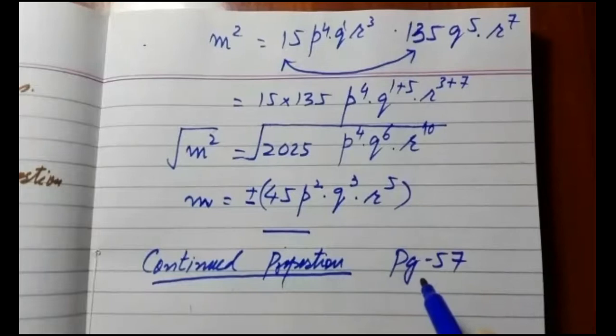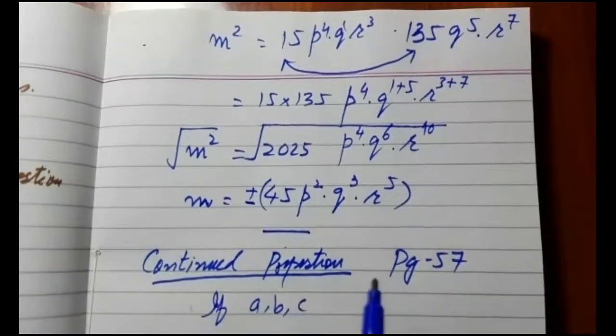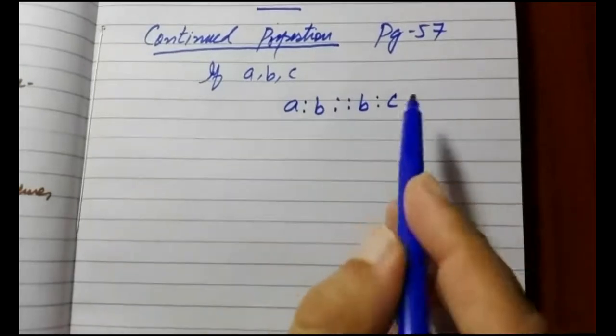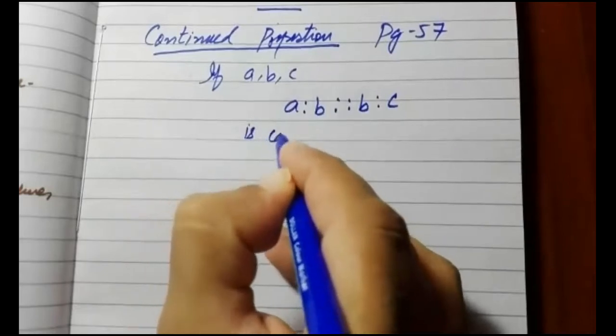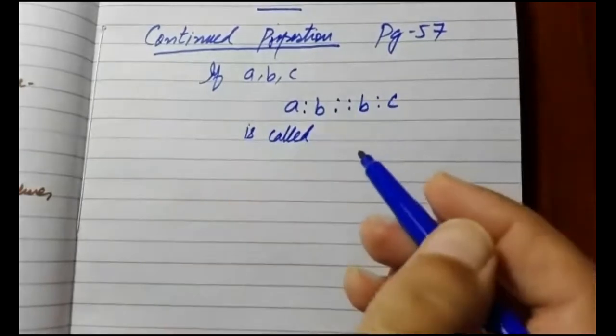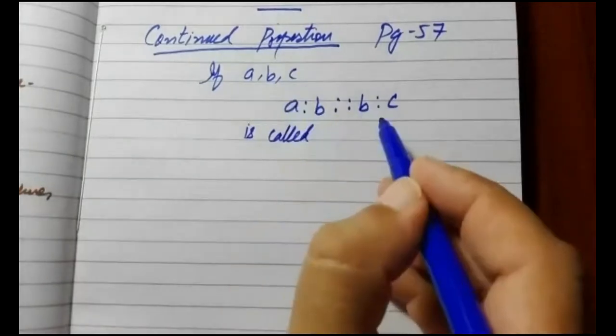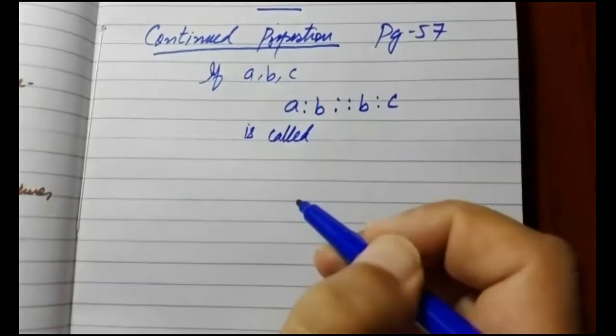If you look at page number 57, it is written: three quantities are related in such a way. Actually, whatever the arrangement for the mean proportion, the same will be done. If you have A, B, C, three quantities, and you write them together, A ratio B, B ratio C, like this one. If you have such an arrangement, then it is called continued proportion. That's it. There is no need to find some specific thing. You just have to arrange the terms. This arrangement is called continued proportion.